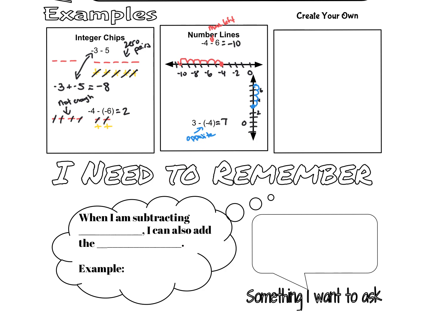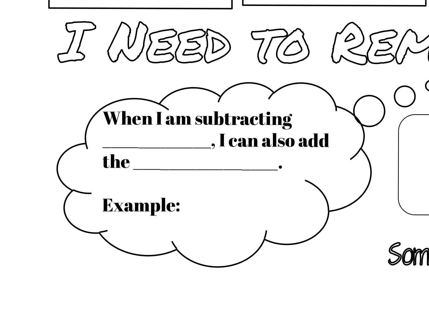So where does this lead us? Basically, we need to remember that when you're subtracting integers, I can also add the opposite, and they are equivalent. For example, if I had -3 minus 5, that is equivalent to -3 plus -5, because I changed that subtraction to addition, and it was a +5, so now it became a -5.